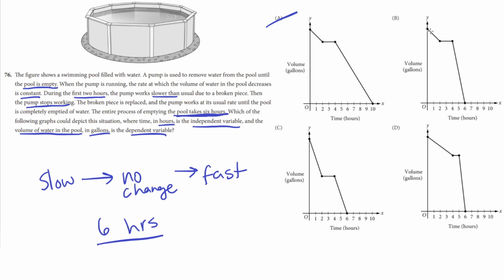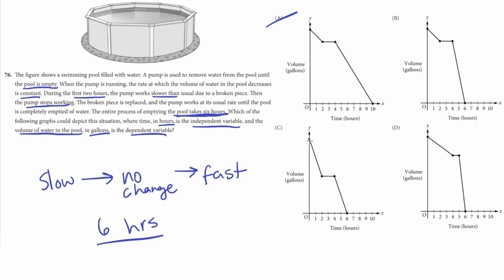If you look at B, we go from some volume at 0 to 0 volume at 6 hours, so that's correct. And graph C says we go from some volume at time 0 to 0 volume at 6 hours, so that's correct. And the same for graph D. We go from some volume at time 0 to 0 volume at time 6 hours. So now we can further check between these graphs.